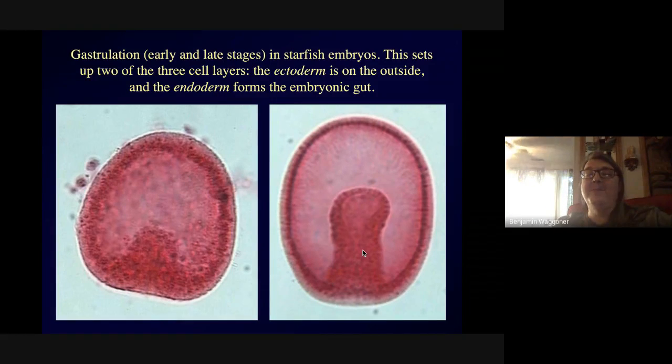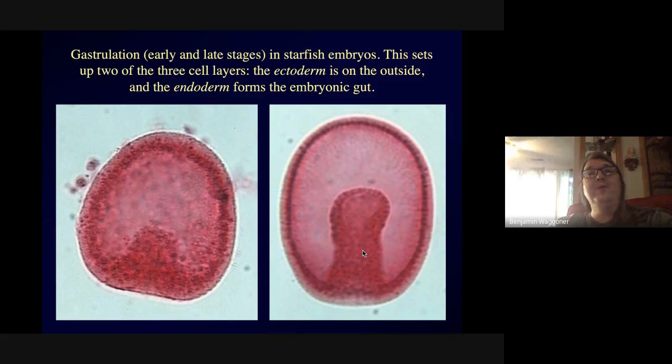The thing will develop a mouth kind of actually on the side, and the mouth will form second. And by the way, people use starfish and also sea urchin, closely related, a lot in developmental biology because it's fairly easy to harvest lots of eggs and sperm.